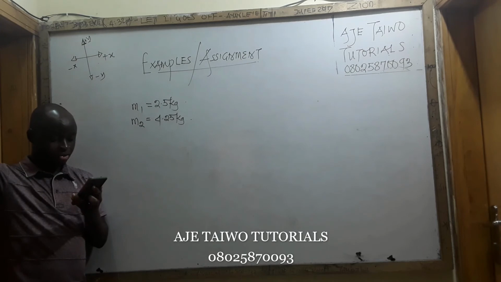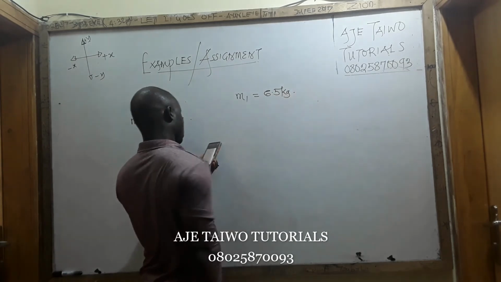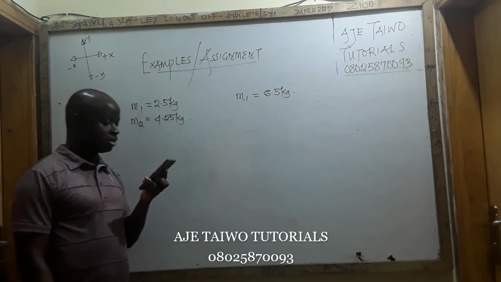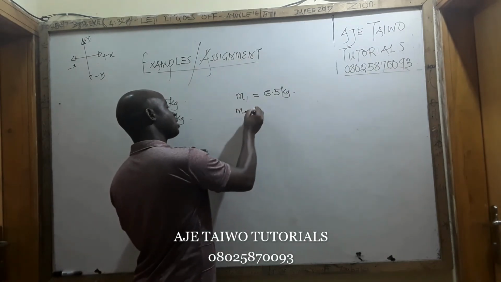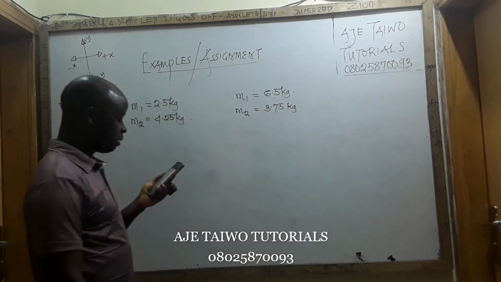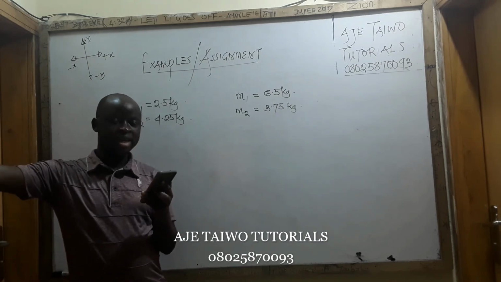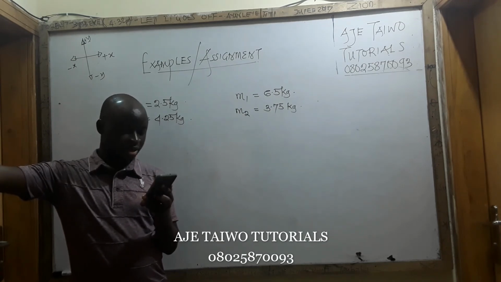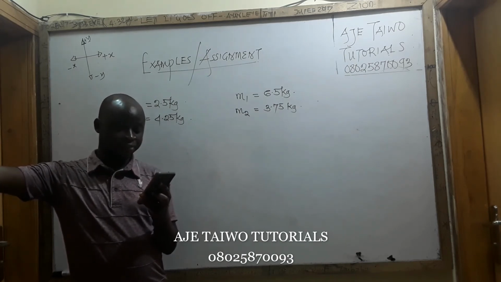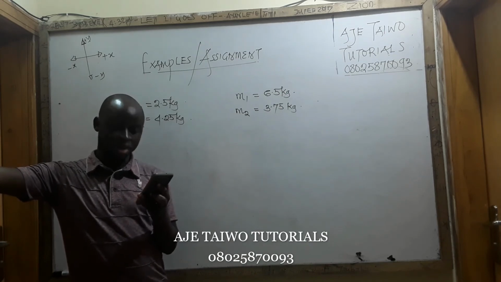Number two. A mass M1 equals 6.5 kilograms is attached to a mass M2 equals 3.75 kilograms with a light inextensible string, passing over a frictionless pulley as shown in the figure below.